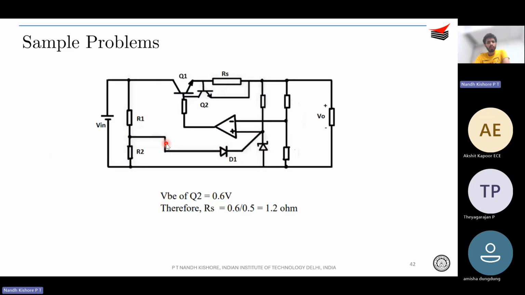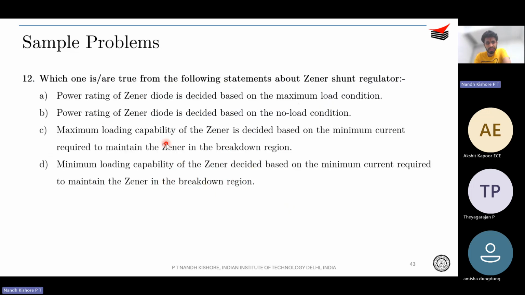Yeah. So probably the last question: which one is true from the following statements about Zener shunt regulator? Power rating of Zener diode is decided based on maximum load condition. Power rating is decided based on the no load condition.